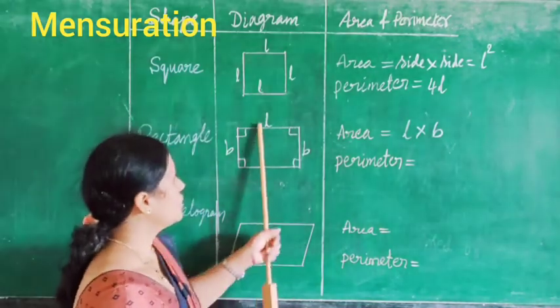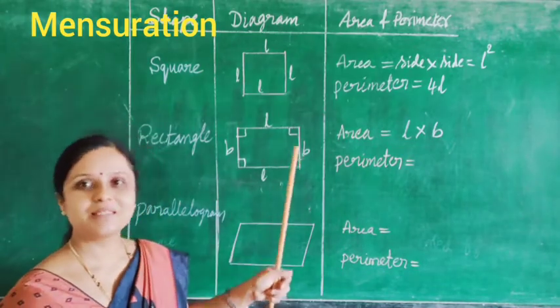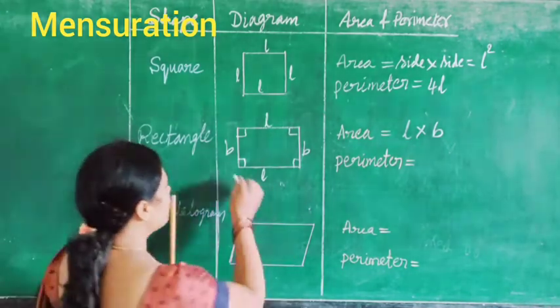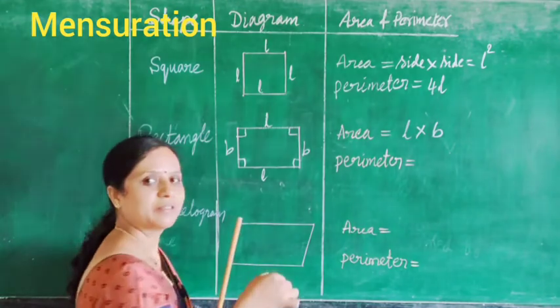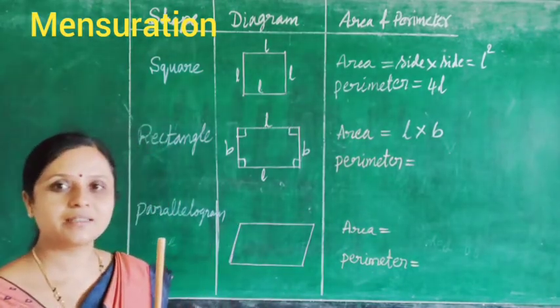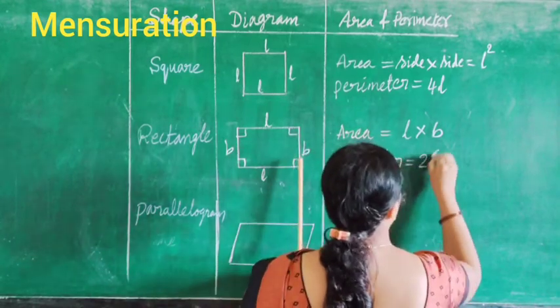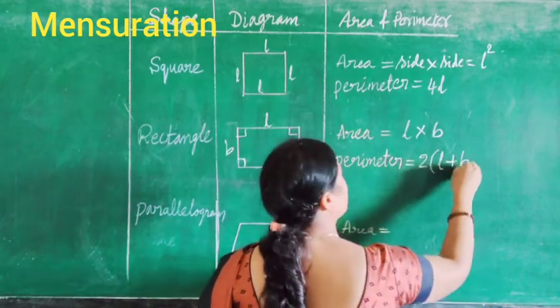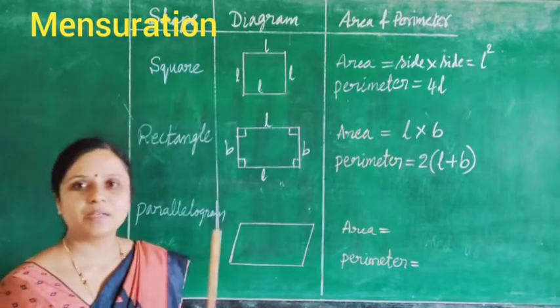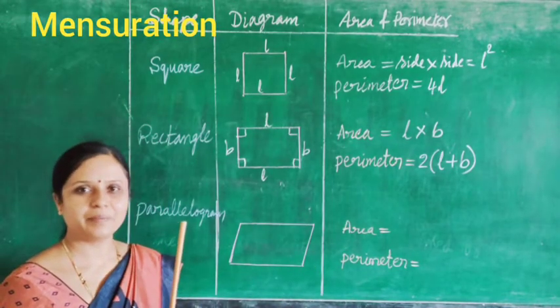Yes. So it is 2 times L plus B. So the sum of all 4 sides. Otherwise you can write, opposite sides are equal, so you write 2 times L plus B. This is the perimeter of the rectangle.